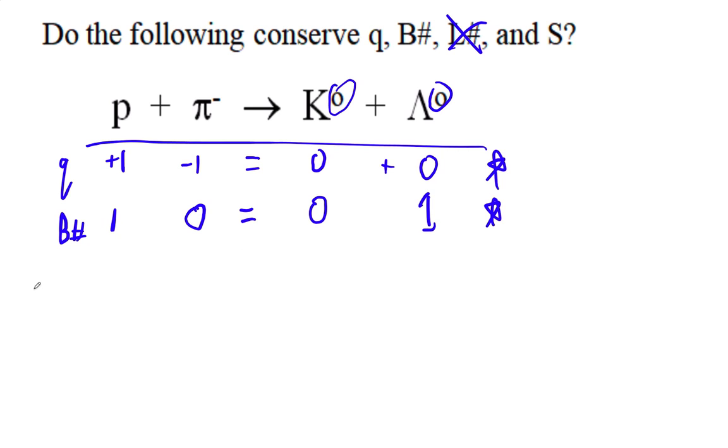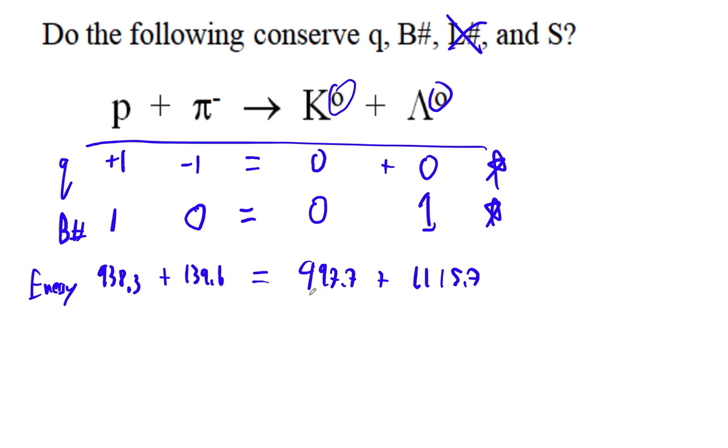Okay, let's look at energy just for kicks. Didn't say to look at energy, right? Well, what is a proton? 938.3, I'm doing MeV, right? A pi minus is 139.6. A kaon is 497.7. And the lambda particle, boy, that's a big boy, 1,115.7. Now, the energy on the right side is much more.